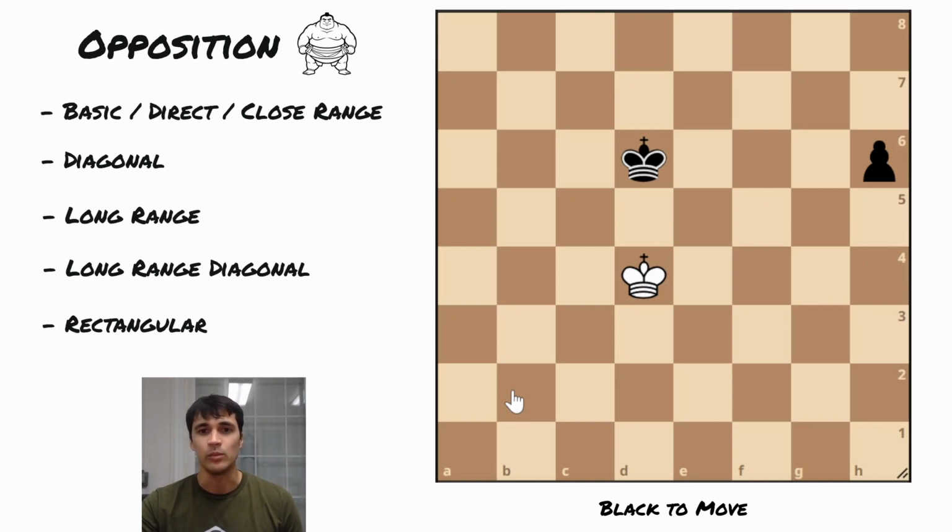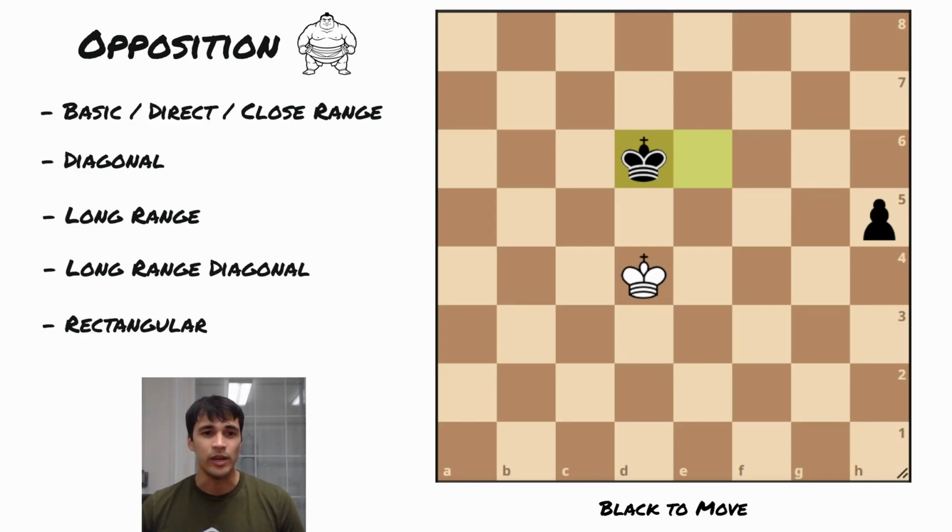So if the king moves to e6, white can stay right in front of him, king e4, but because black has an extra pawn to move, he can take that opposition away from white. So if black pushes his pawn to h5, he's now flipped it back on white where white needs to move, and now black has the opposition. So if white moves king e4, the black king can stay in front of him. So those are all our types of opposition.